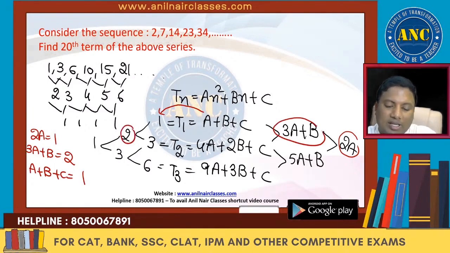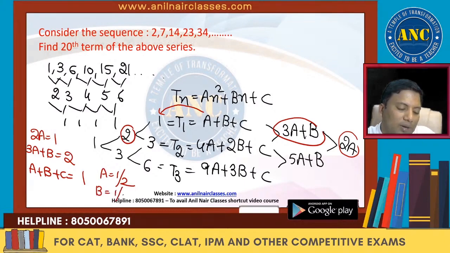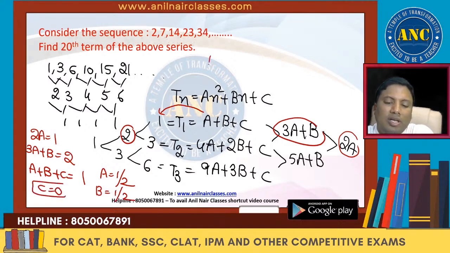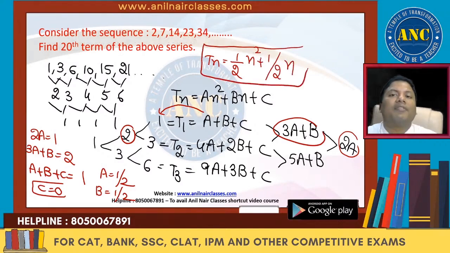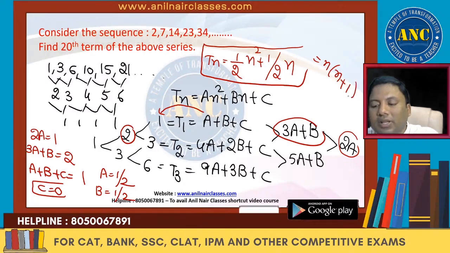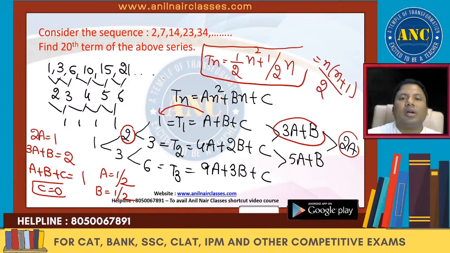3a plus b is nothing but 2. 2a is equivalent to 1, so a is nothing but 1 by 2. 3 by 2 plus b, b is 2 minus 3 by 2, which is 1 by 2. C is nothing but 0. So Tn is nothing but half n square plus half n, which is nothing but n into n plus 1 by 2.